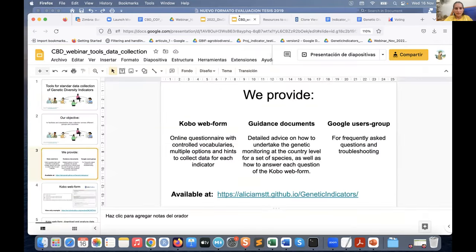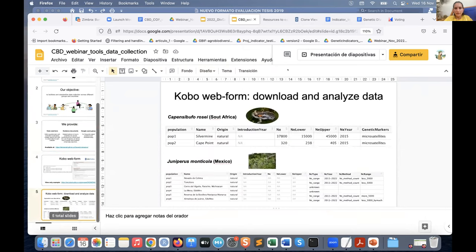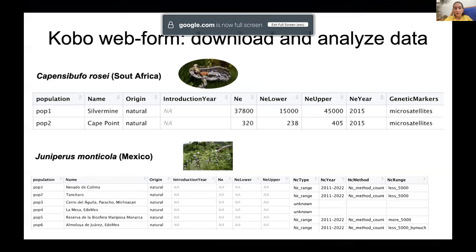So that's it from me. And again, all these resources are available. And the objective is that the data that we are collecting together is comparable across countries. Thank you very much.